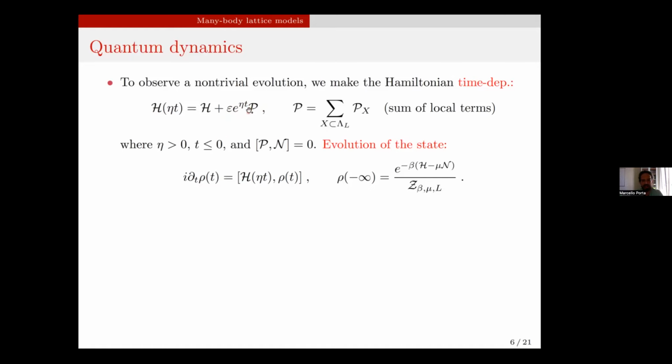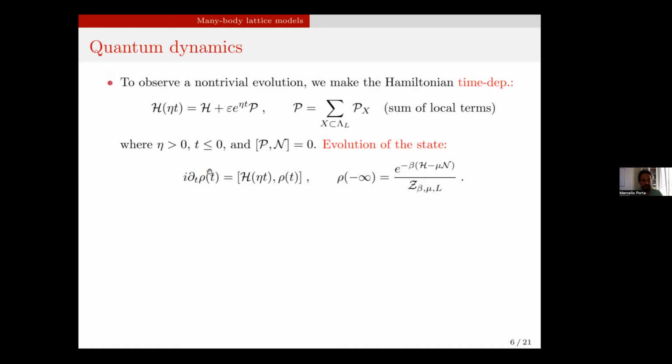Here P is going to be an extensive perturbation. You can think of it as a sum of densities multiplied by a potential, and later I'll make a specific choice. My convention is that eta is a positive number and t is less than or equal to 0. So the evolution starts, if you want, at equilibrium at time t equal to minus infinity with the equilibrium state, and then I generate a non-trivial evolution of the state by solving the Schrödinger-von Neumann equation for the state.